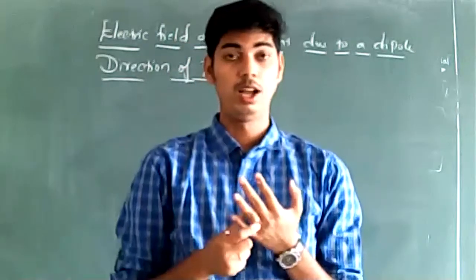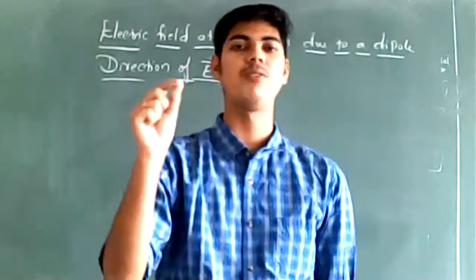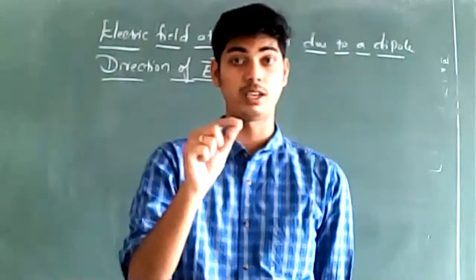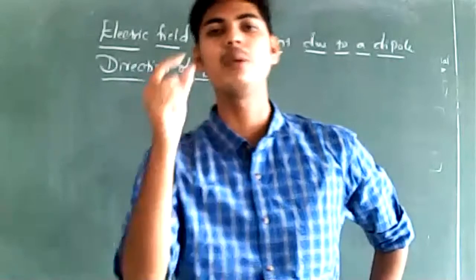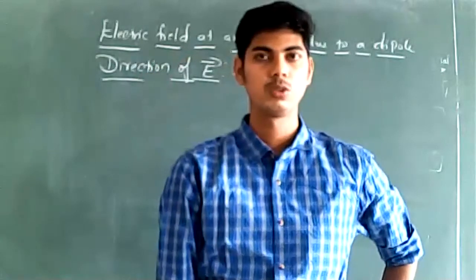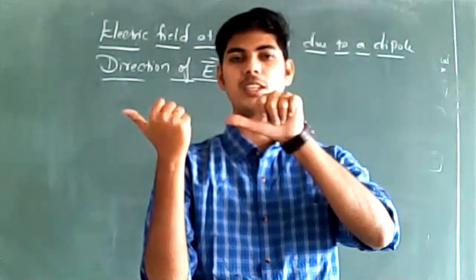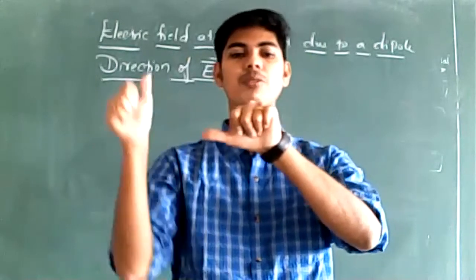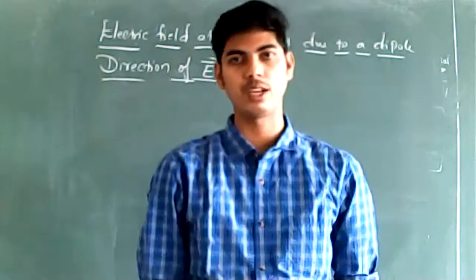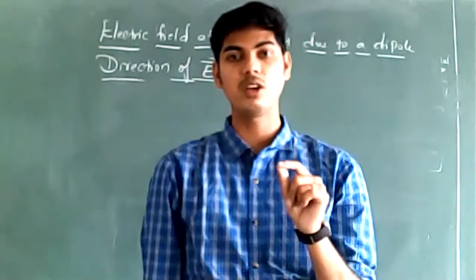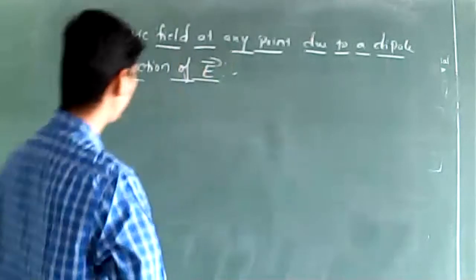You know this, right? Then what if the point is somewhere between axial and equatorial? What is the direction of the electric field then? What is the direction of the electric field at any point due to a dipole? On the axial line, the electric field is in the same direction as the dipole moment. At a point on the equatorial line, the electric field is opposite or anti-parallel to the direction of the electric dipole moment. That must be known to us. Let us see how to do it.